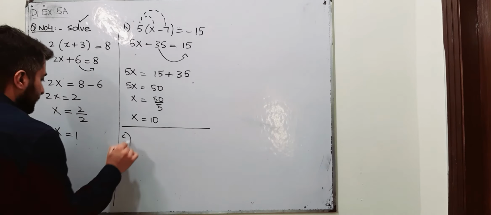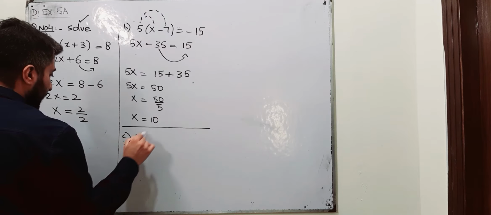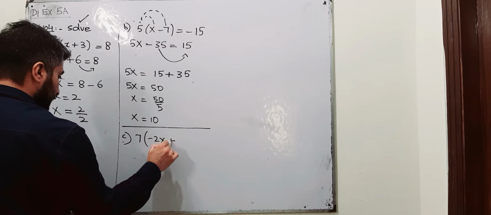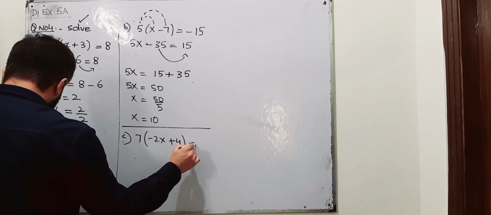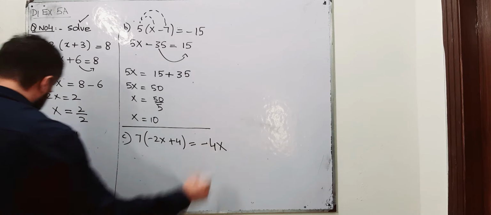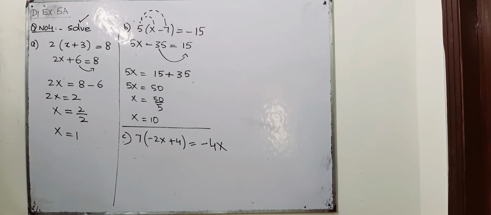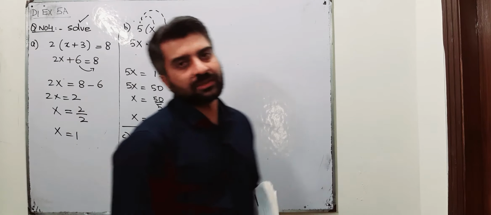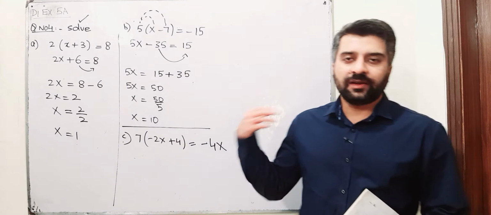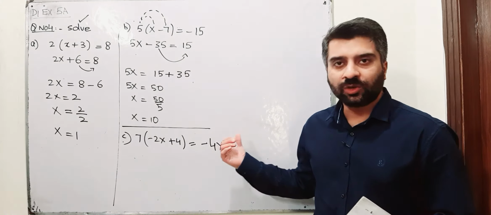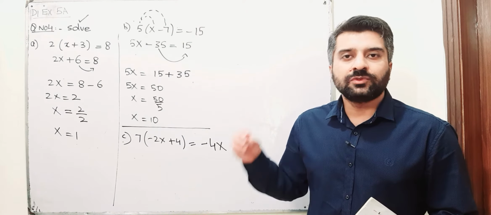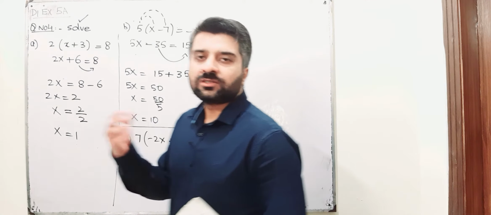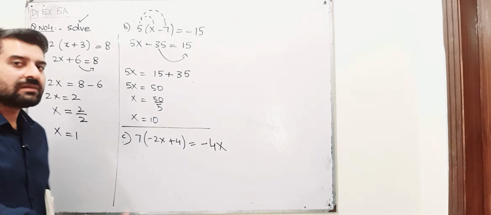Part number C says 7 and you have a bracket 2x plus 4, that is equal to minus 4x. An interesting question. Now in this question you can see that x is in two terms. X is present on the left side of the equation and on the right side of the equation. Now you have to basically combine the like terms. Like terms mean the terms which are having x and the terms which don't have x.